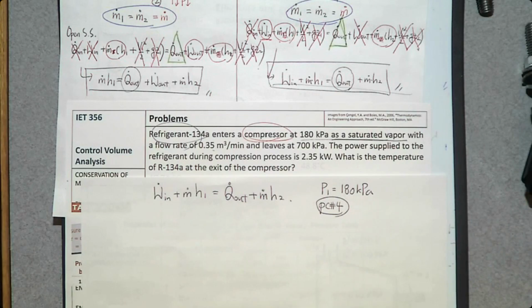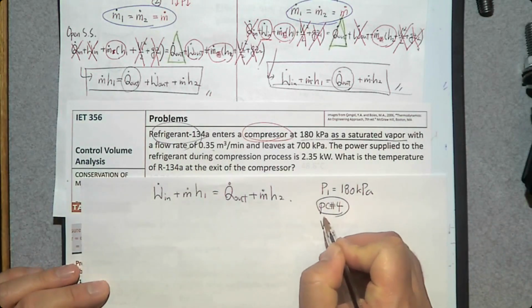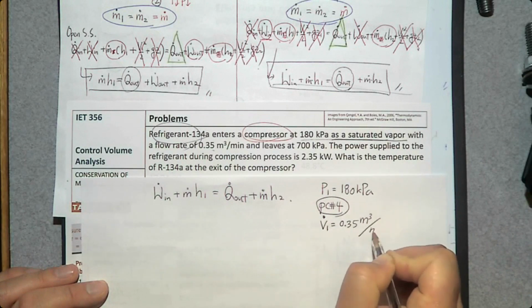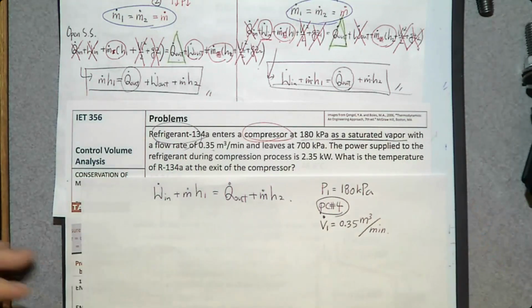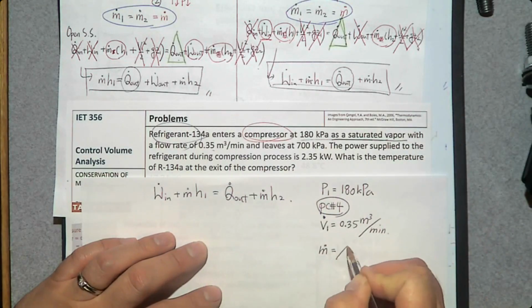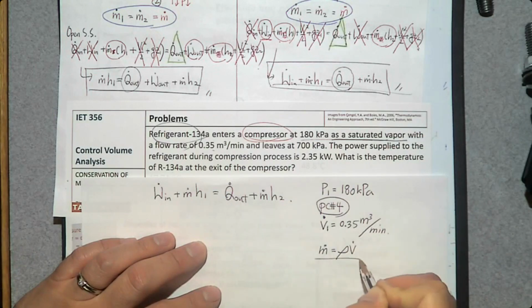Super difficult. And the flow rate is 0.35 cubic meters per minute. So that is V dot, the volumetric flow rate, 0.35 cubic meters per minute. What is V dot, the volumetric flow rate? What do we do with it? We can calculate the mass flow rate, because m dot is density times volumetric flow rate.